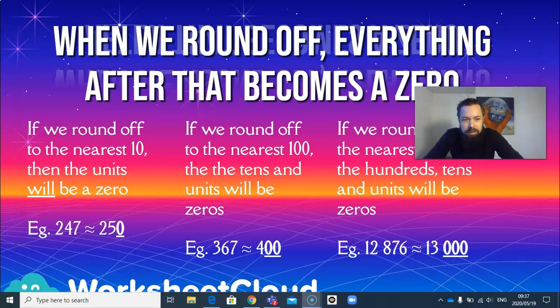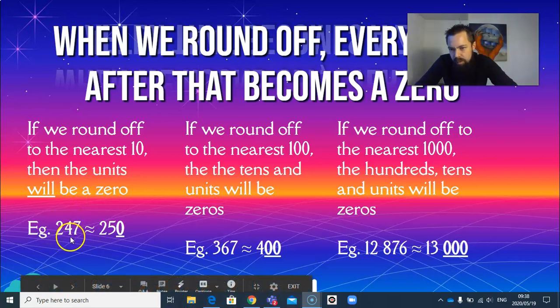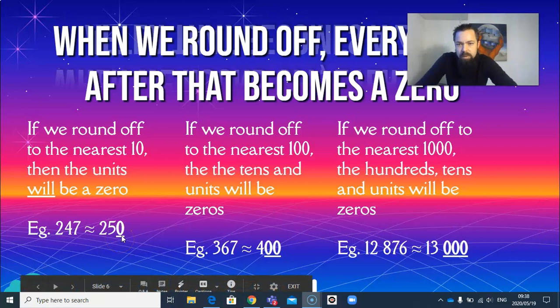Okay, so let me move this. When we round off, everything after that becomes a 0. And let me show you what I mean by that. When we round off to the nearest 10, then the units, which is after that, will be a 0. So for example, 247 rounds off to 250. So we're rounding off to tens. So look at the tens column, and in our answer, everything after the tens column is a 0. So in this case, it's just the units.